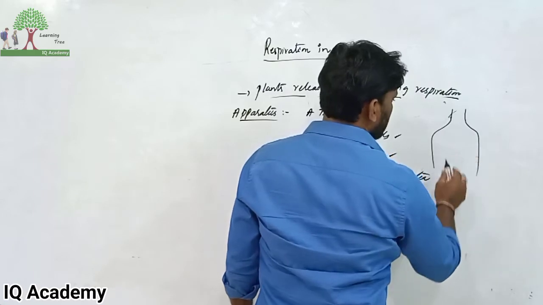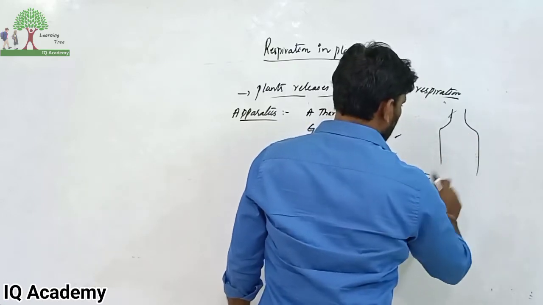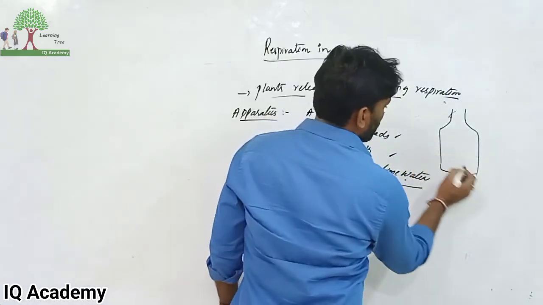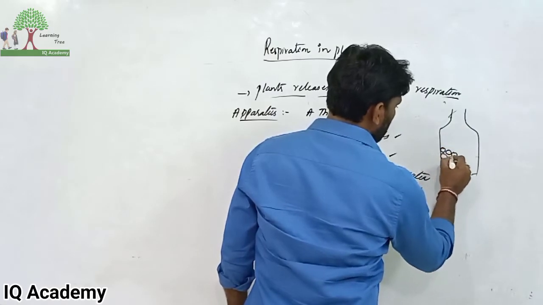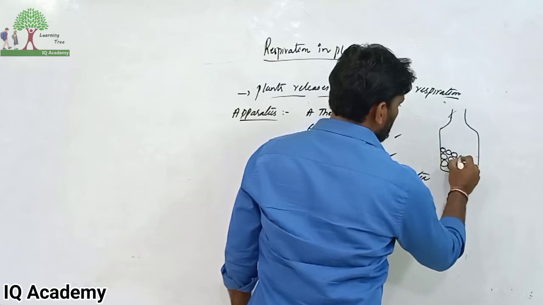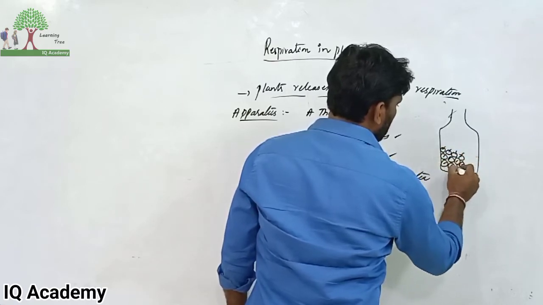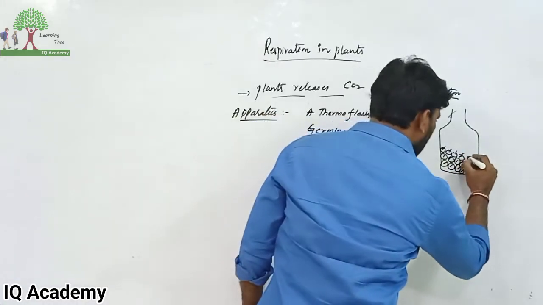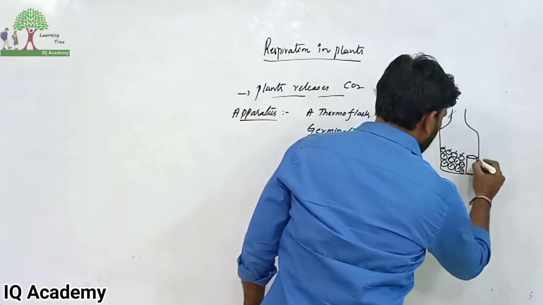A thermoflask is taken, and germinated seeds are inserted in the thermoflask. Then arrange a beaker with lime water.